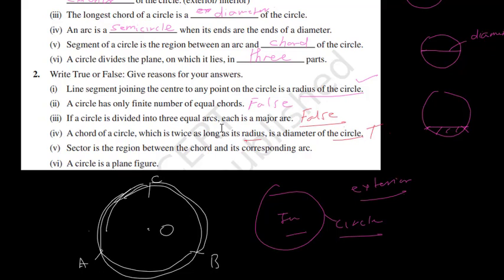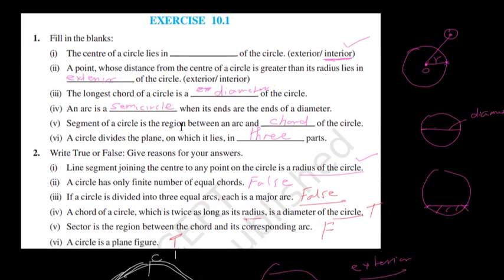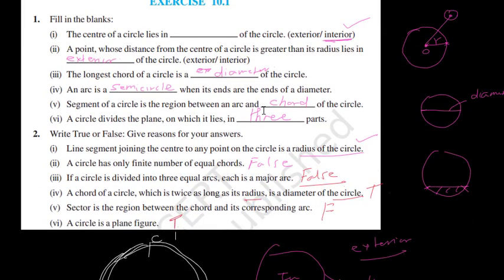The sector is the region between an arc and the lines joining the endpoints of arc with center of the circle. And last question: a circle is plane figure. So this is right. Plane figure means it lies in a 2-dimensional plane. Yes, circle is a plane figure. This is a true statement.